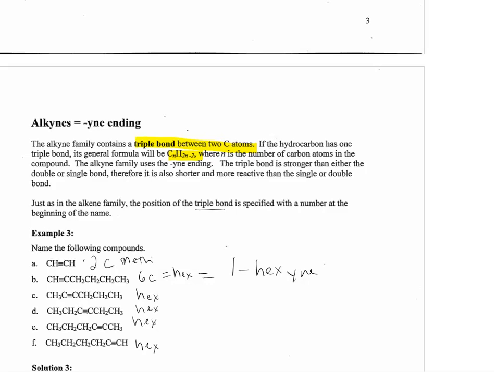Okay. This one is between 1, 2, and 3, so this would become 2-hexene. This one is between 1, 2, 3, and 4, so this becomes 3-hexene. And then this one is 1, 2, 3, 4, but look, there's fewer carbons on this side, so we have to flip. So this ends up being 2-hexyne.